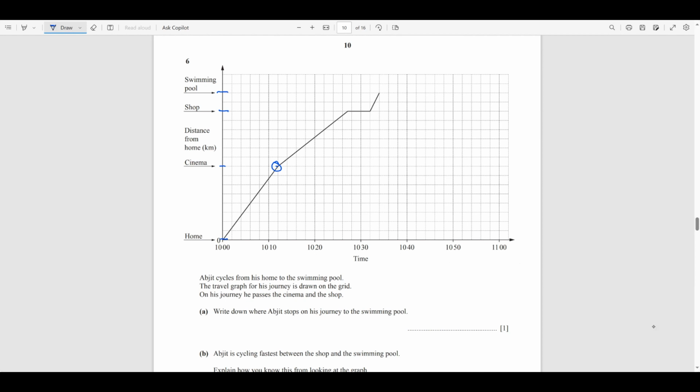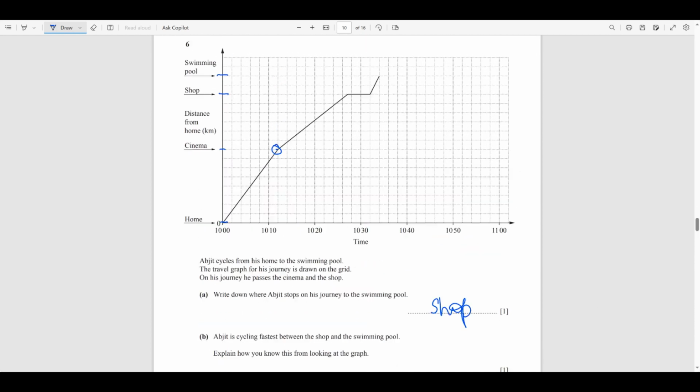And then at the shop, he waited for a while, which is about 5 minutes here, right? So now the answer to this question, write down where Abjit stops on his journey: he stopped at the shop basically. He did not stop at the cinema, but he just changed his speed.